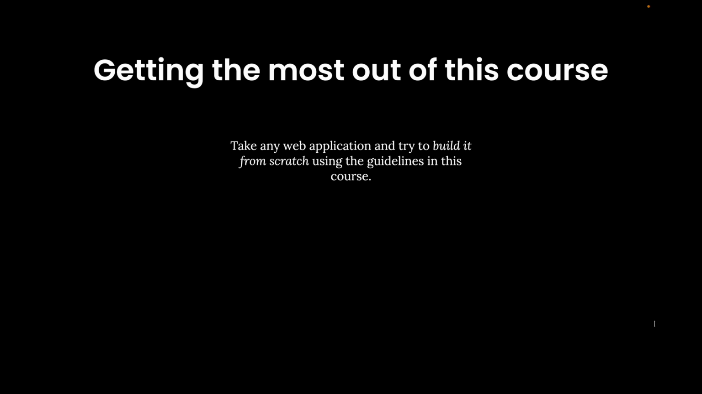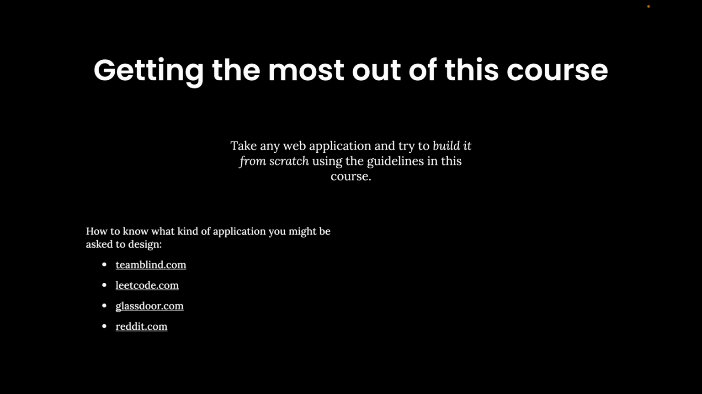If you're targeting a specific company, for example Google or Microsoft or Amazon, you can research what they typically ask in system design interviews. Some useful resources for this are TeamBlind, LeetCode discussion forums, Glassdoor, and Reddit. I would recommend choosing 4 to 5 companies you are interested in and trying to find an approach to their system design round.